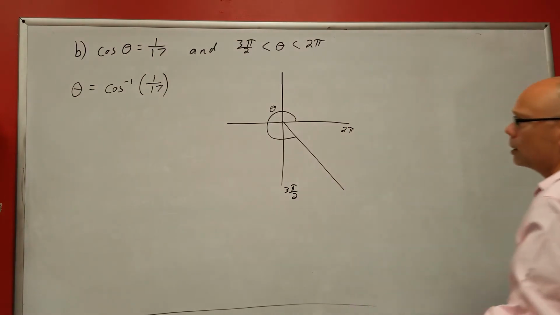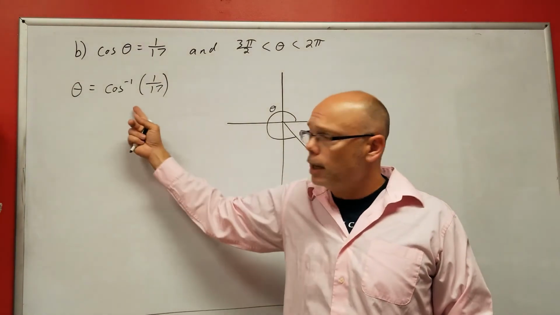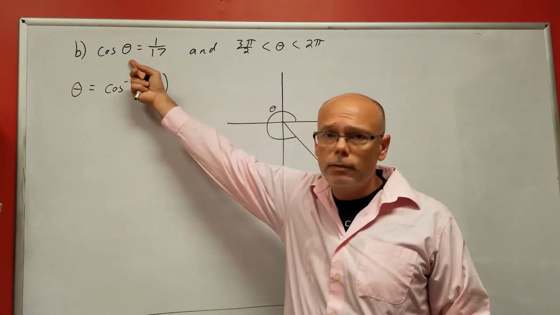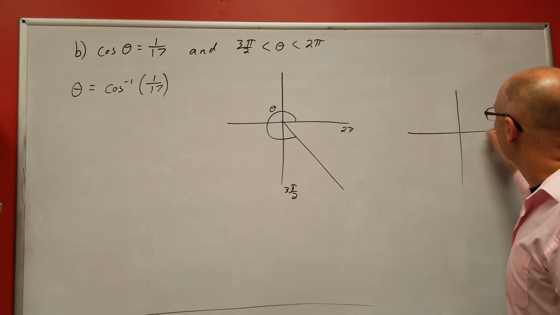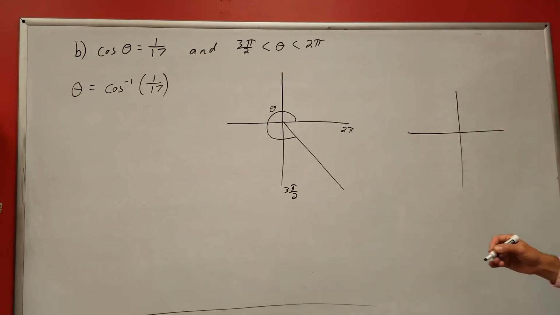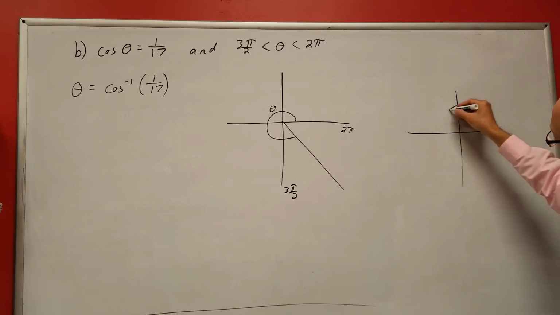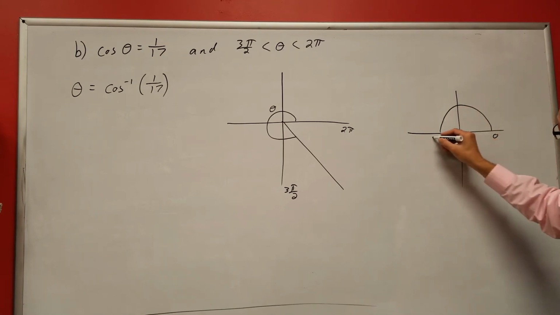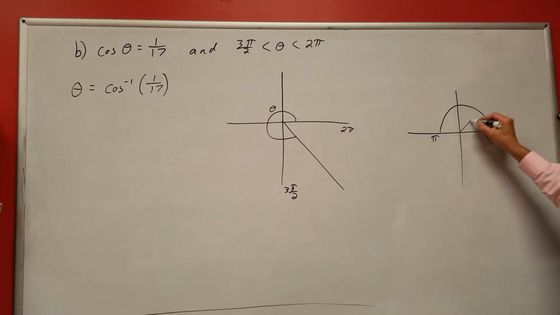Now think about it, all I'm doing is using this inverse cosine to help me find something, okay? I did not start out with an inverse cosine. I'm just using it. So think about this. Whenever I put that inverse cosine in my calculator, it's going to give me an angle between 0 and pi radians, right? And it's going to be an angle of this quadrant.